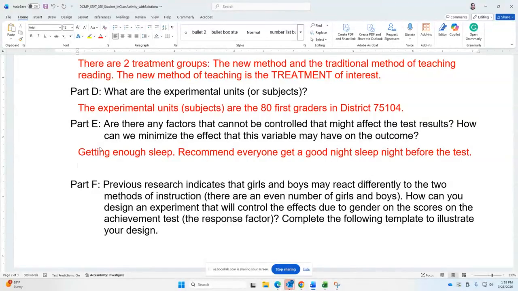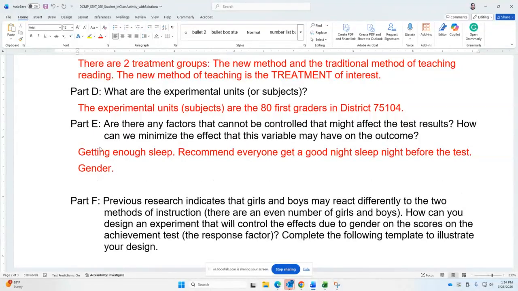What else? What are any other factors that cannot be controlled that might affect the test results? Okay. The book actually has a weird answer. They have gender as a factor that cannot be controlled, that might affect test results. Maybe one gender talks more than the other gender, right? One gender reads more than the other gender. I'm not sure why they put that one as a factor that might affect test results.